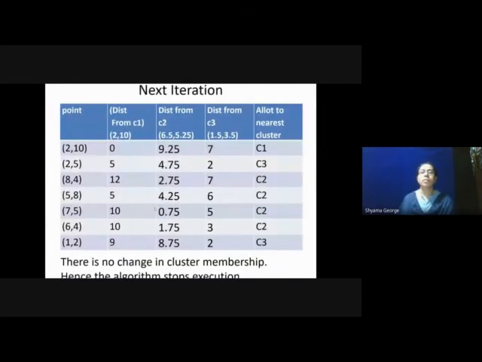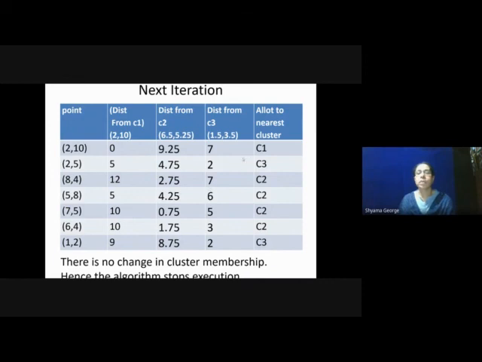Now again we have to find the distance from the new cluster centroids. The initial centroid is not changing, (2, 10) itself. The second one is (6.5, 5.25). The third one is (1.5, 3.5). So again when we calculate the distance of each of these points from C1, C2, C3, you will get a matrix like this. The distance between (2, 10) and (2, 10) is 0. (2, 10) and C2 is 9.25. (2, 10) and C3 is 7. Similarly, all other distances are calculated.